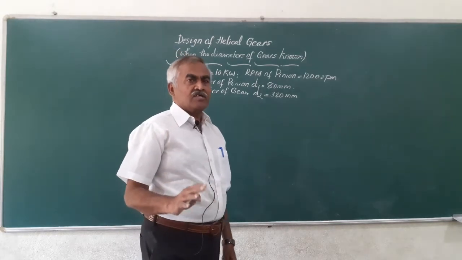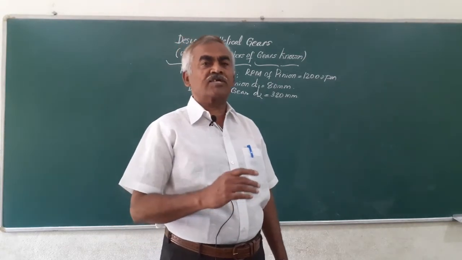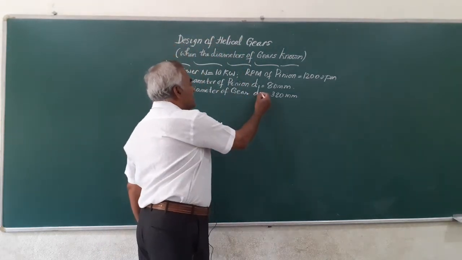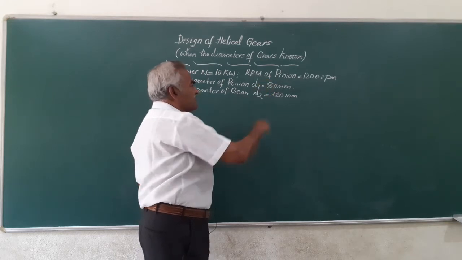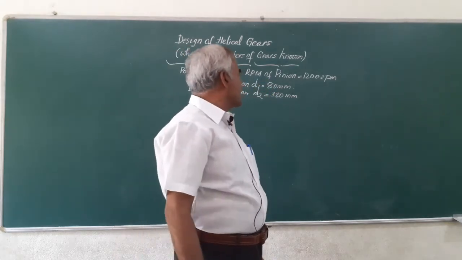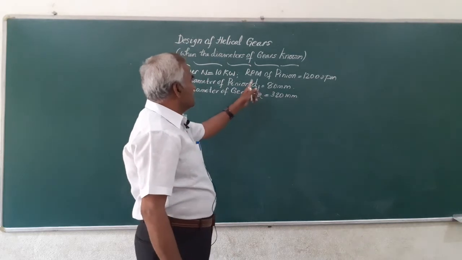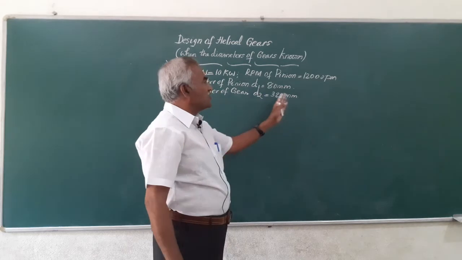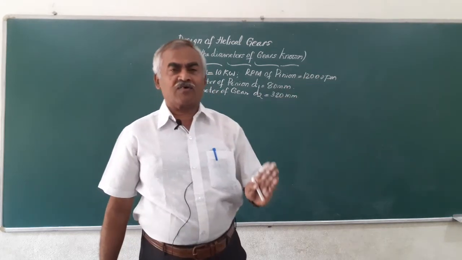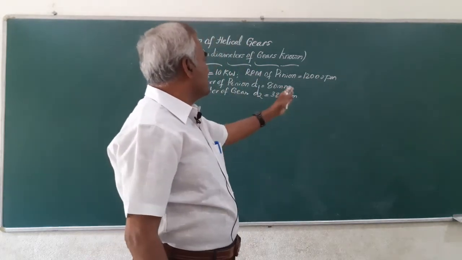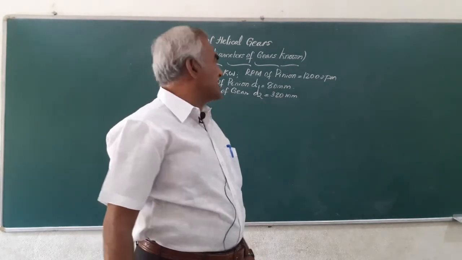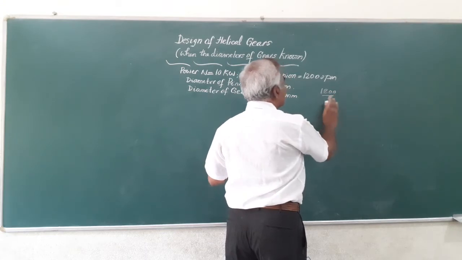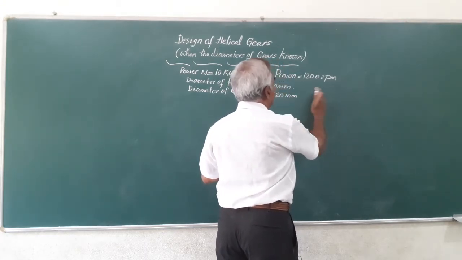That is to say, the transmission ratio for this particular drive is 4:1, wherein the diameter of the bigger one is 320 mm and that of the smaller one, that is the pinion, is 80 mm. And hence, the pinion speed is 1200 rpm. So, obviously, the gear will rotate at a speed of 1/4 of that. 1200 by 4 is how much? 1200 by 4 is 300 rpm, which is the speed of the gear.